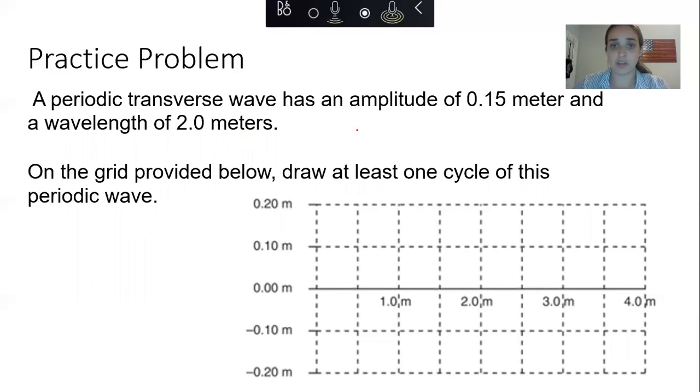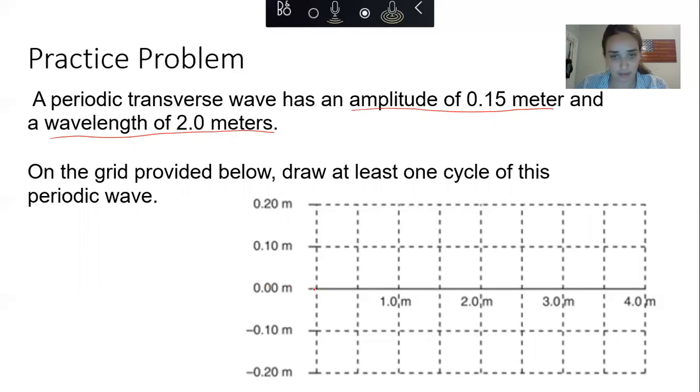So first I'm going to determine the pieces of information that we're given, and then we're going to move on to answer it. So here I have my amplitude is 0.15 meters, and then I have a wavelength of 2 meters. So how can I translate that into my drawing? So first let's do the wavelength part. So my total wavelength is 2 meters.